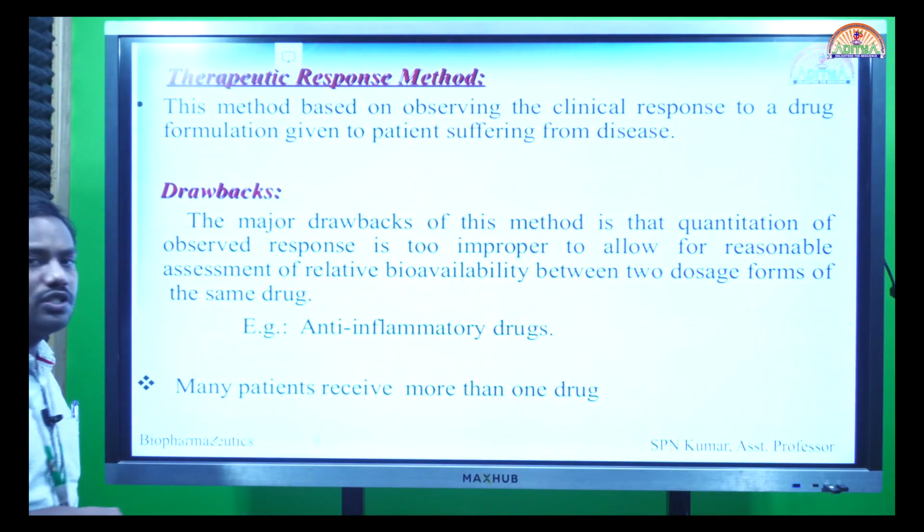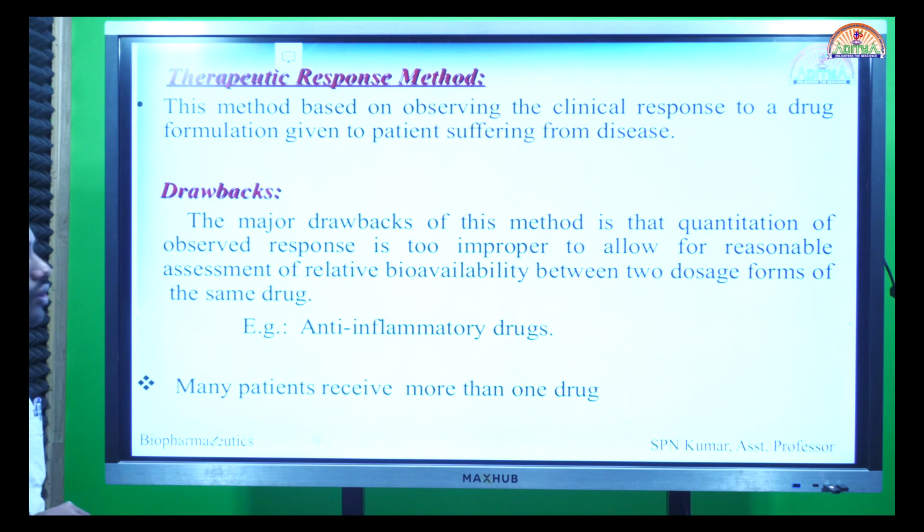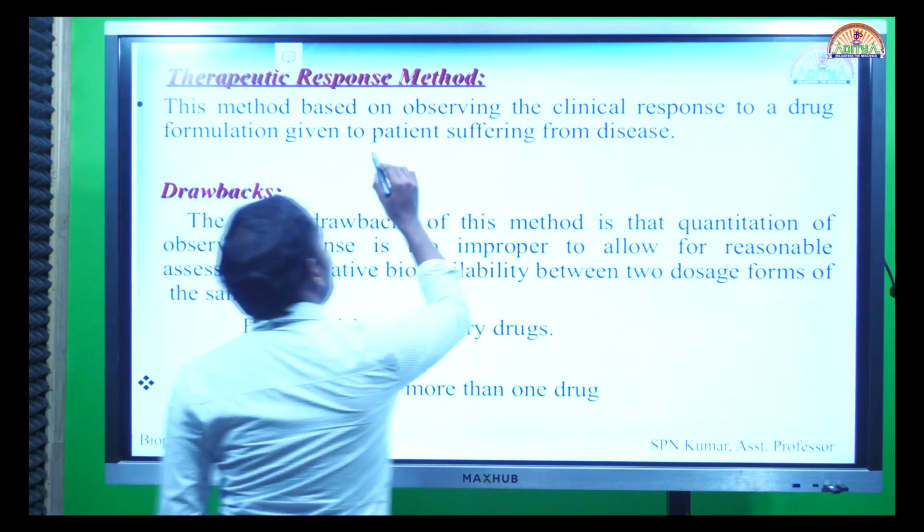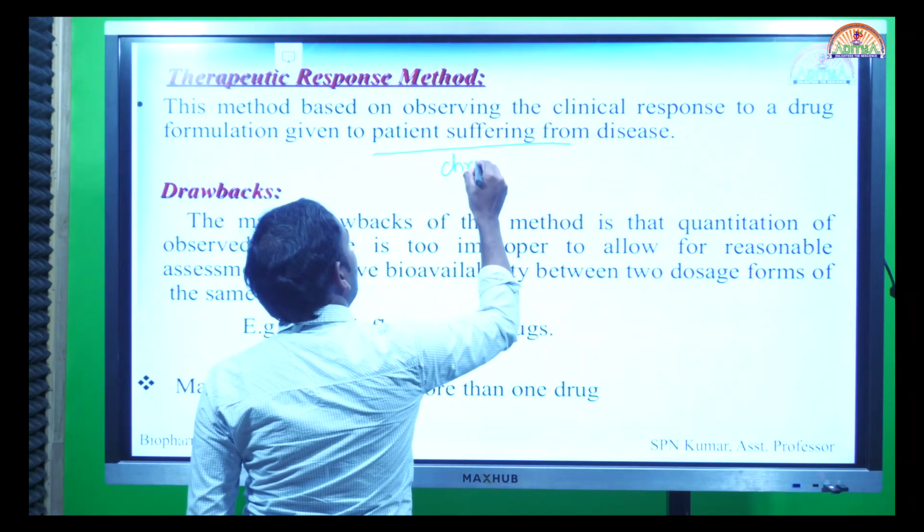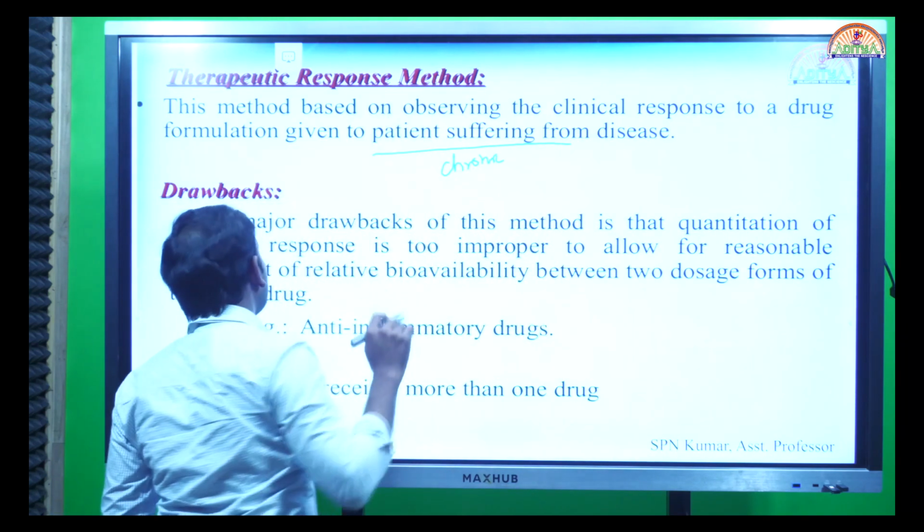Next, the therapeutic response method. Apart from acute pharmacological response, we also have therapeutic response. Suppose your drug is used in a chronic condition like BP or epilepsy, we can use this therapeutic response method.